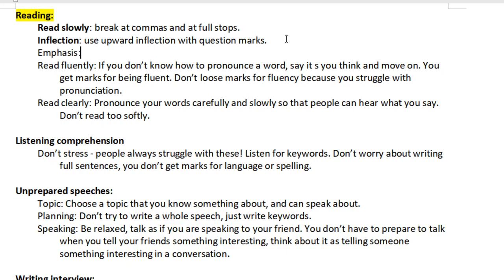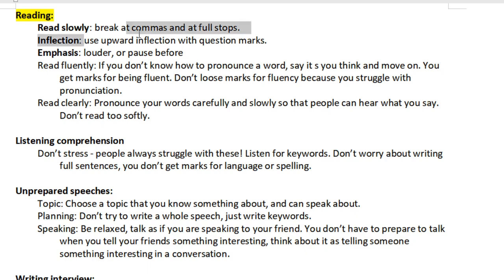Emphasis is the other one. Let me add it in here. You want to emphasize some words, because remember, the person who's listening to you is not seeing the text in front of you. So you need to emphasize things for them to better understand what you're reading. For emphasis, you can read something louder or pause beforehand. If you pause before a word, or you read the word louder, then you put emphasis on it.